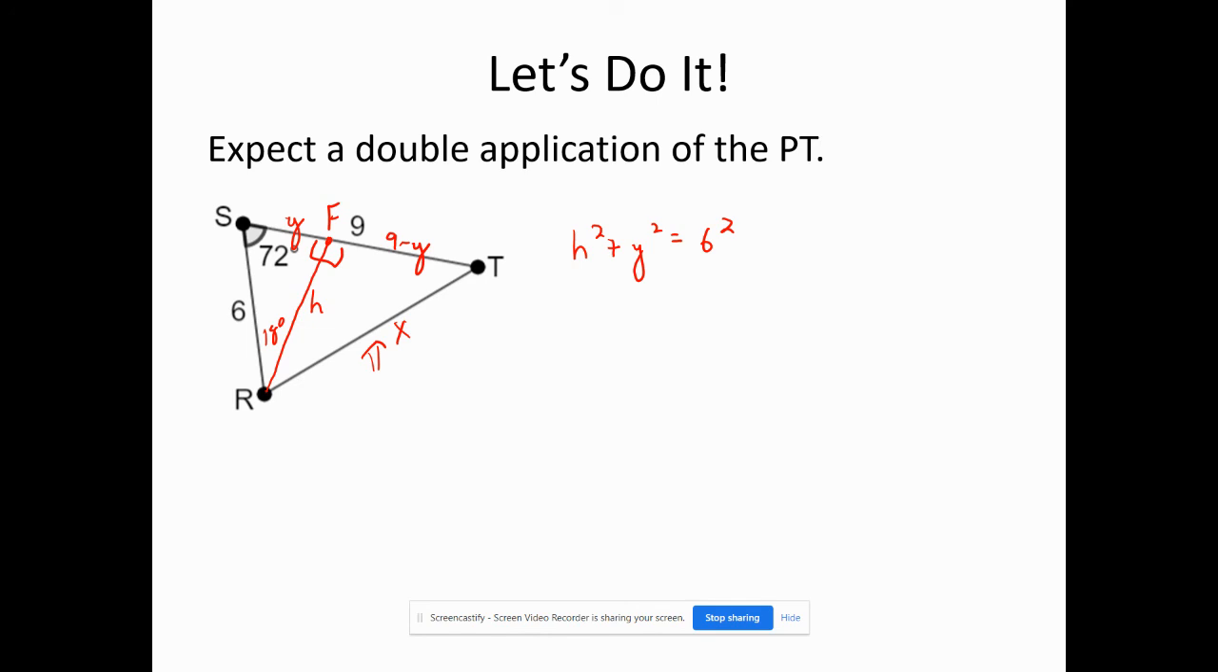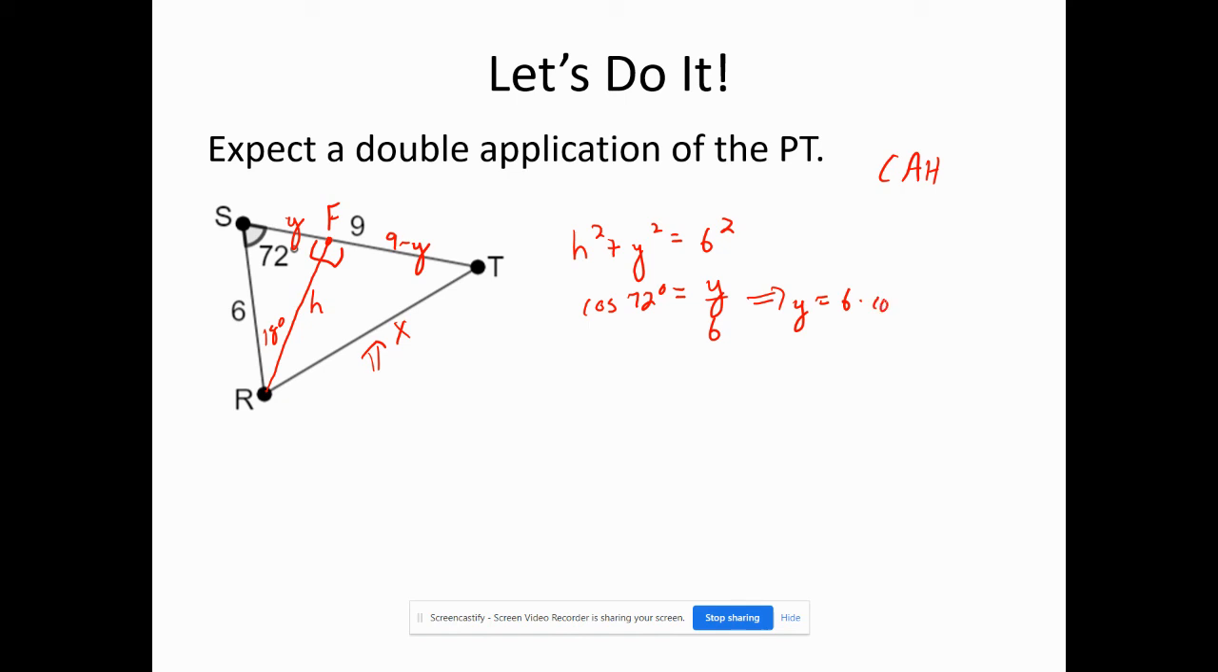Okay, so let me also continue to think a little bit more about triangle SFR. I've got side lengths and angle measures, so I can do trig with it. I can do the cosine of 72 degrees, which is, by definition, adjacent over hypotenuse. In triangle SRF, the adjacent to 72 is the y, and the hypotenuse is the 6. Now I can do something: let me solve this equation for y, and I get y is 6 times the cosine of 72 degrees. That looks a bit better.